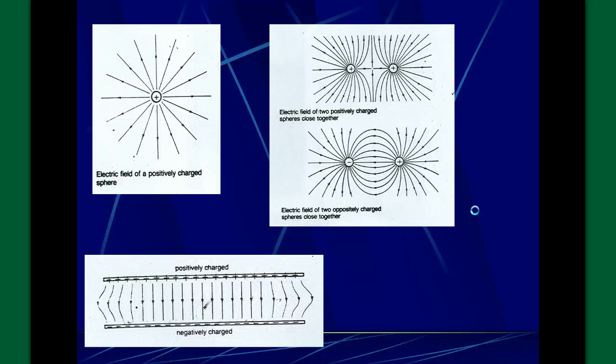So electric field diagrams look like this. This is the one that we saw on the previous slide. This is the electric field of one positively charged object. All the lines point away from it. But then they can get a little bit more complicated. We come down here to something like plates. Again, lines point away from a positive and towards a negative. So you'll notice that all these lines have arrows pointing toward the negative charge.